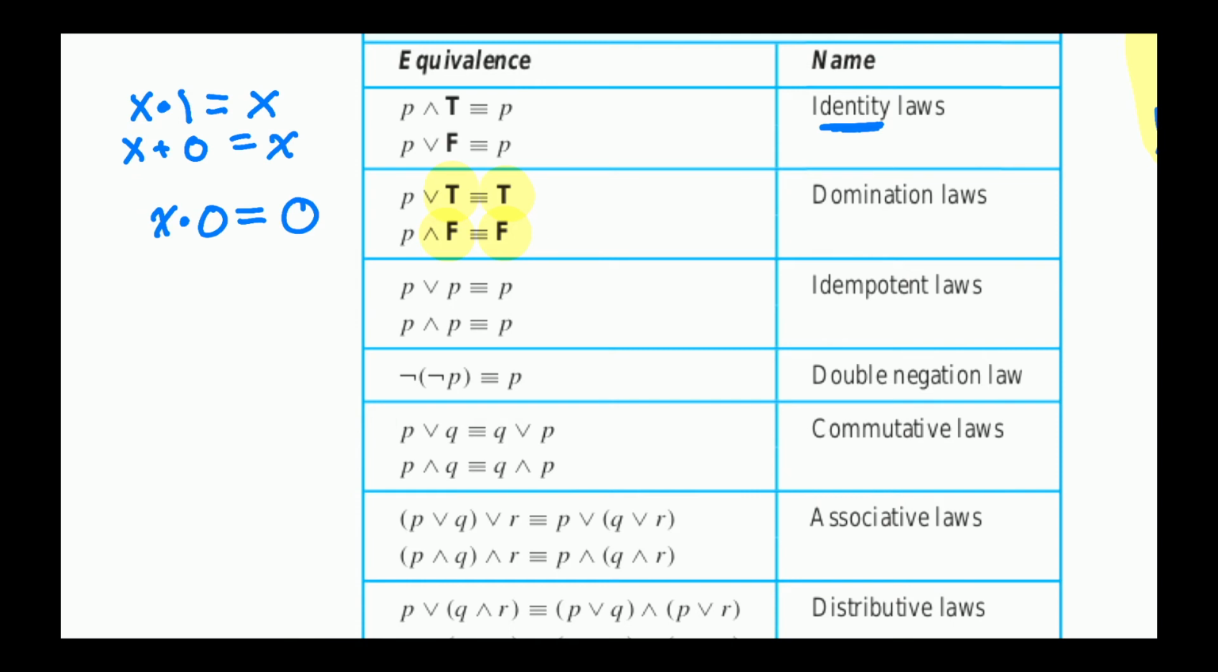Idempotent laws. There's nothing really there. You can just look at it. P or P is P. P and P is P. I mean, that just makes sense, right? You can work it out. It's not really anything to do, but you can do that.